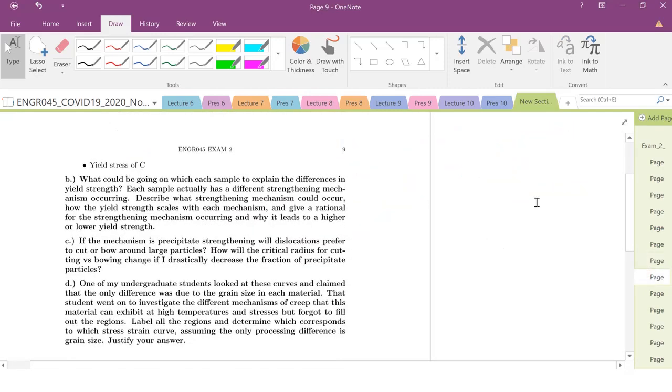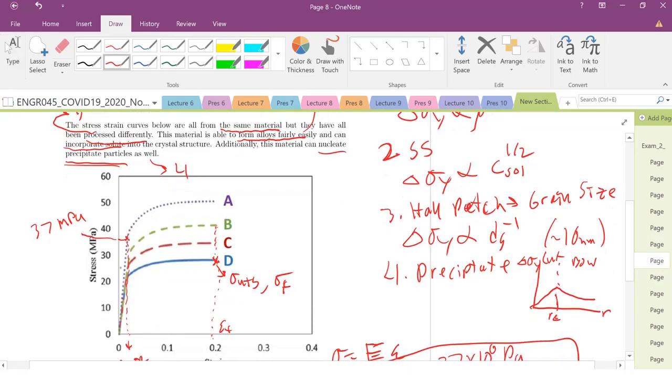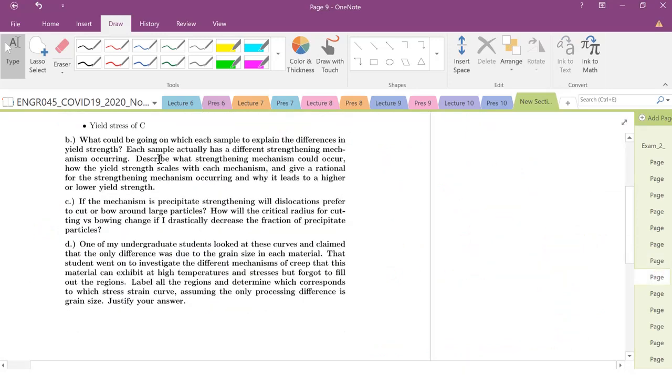Also, we need the yield stress of C. So let's go back up. What is the yield stress of C? I'm going to say again, about right here. So maybe again about, this is my deviating from linearity, sigma y of C. I'm going to say it's about 25 MPa again. Yep.